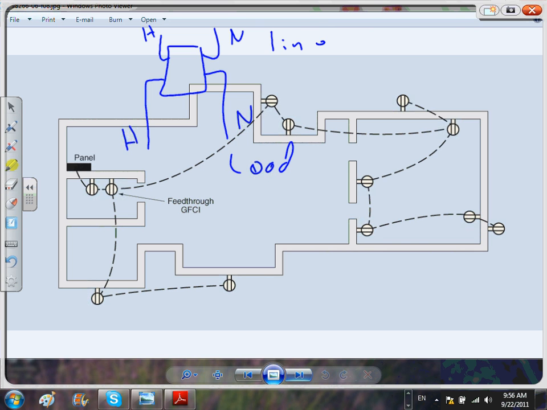Line. Mistake number one: you can't share the line neutral with the load neutral. That's where a lot of people have nuisance tripping. You can't share the line neutral with the load neutral, or the line hot with the load hot. Meaning, the minute they come in, you can't tie this to this or this to this. You defeat the purpose.